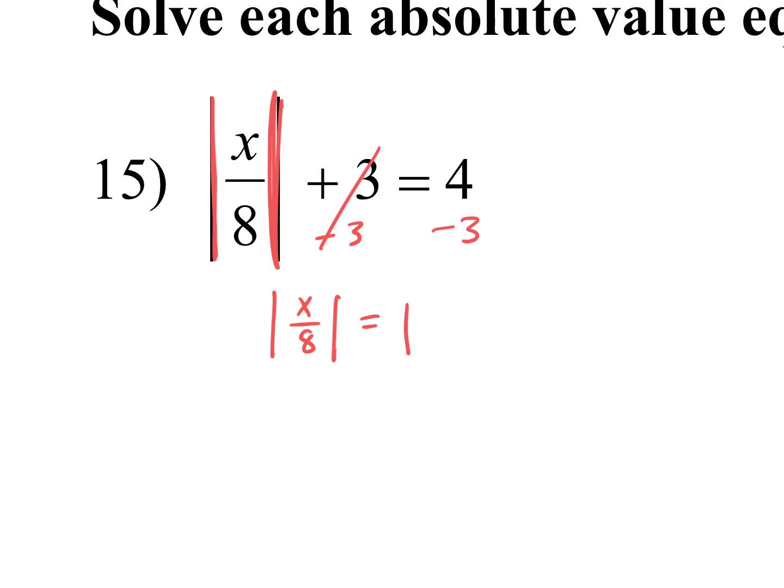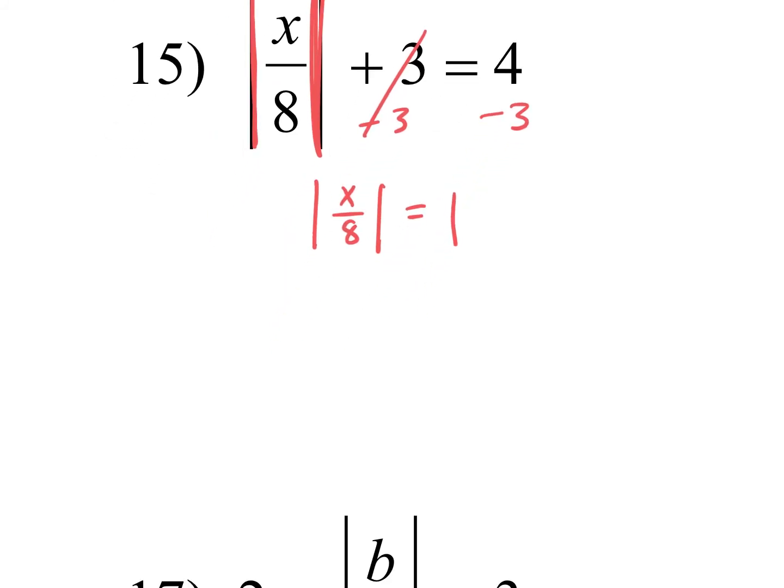Now how can I get rid of that absolute value? What do I need to do? Multiply by 8. I need to get rid of those bars first. Split it up into two equations. So I have x over 8 is equal to positive 1. X over 8 is equal to negative 1. So in order to get rid of those bars, you have to split it into two equations.